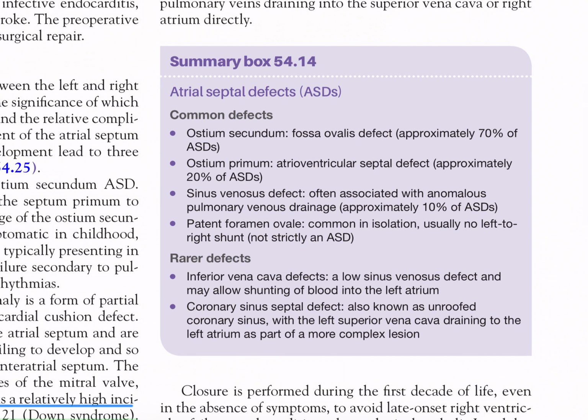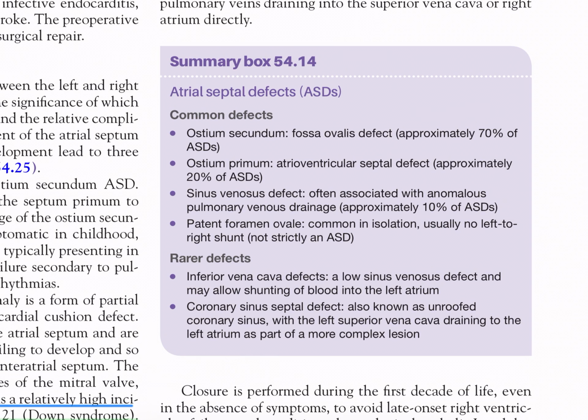Common defects: ostium secundum, fossa ovalis defect, approximately 70% of ASDs. Ostium primum, atrioventricular septal defect, approximately 20% of ASDs. Sinus venosus defect, often associated with anomalous pulmonary venous drainage, approximately 10% of ASDs. Patent foramen ovale, common in isolation, usually no left to right shunt, not strictly an ASD.